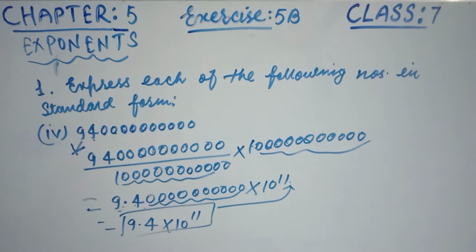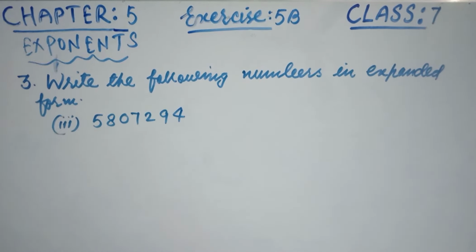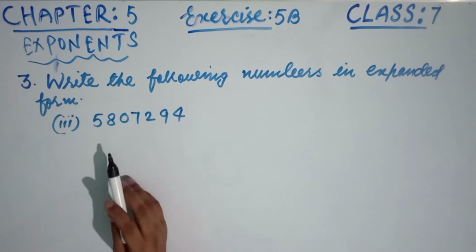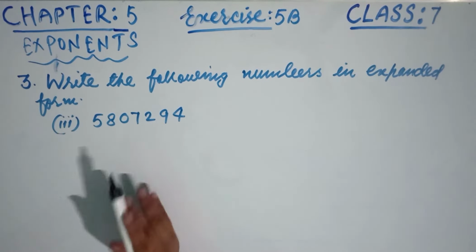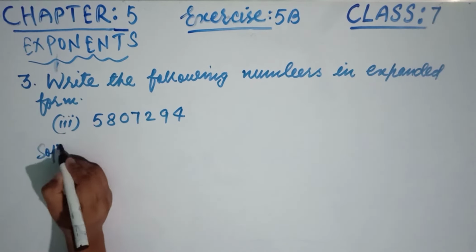Now see the next question friends. Question number 3 says write the following numbers in expanded form friends. This is the chapter of exponents, so we have to write this number in expanded form, as an exponent form. You are already aware of how to write the expanded form of a number, that you learned in the previous class, class 6 or class 5 as well. So we have to apply the same concept, then we can write it in exponent form. Now see friends, the solution.